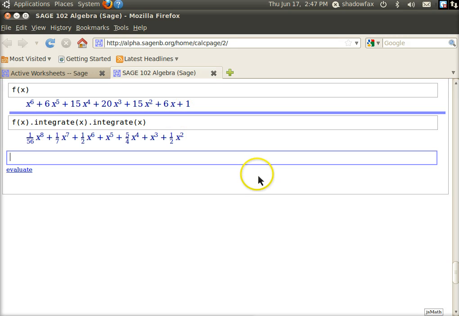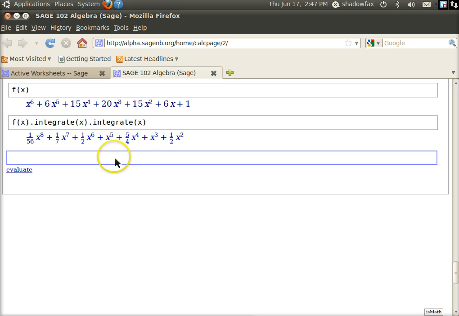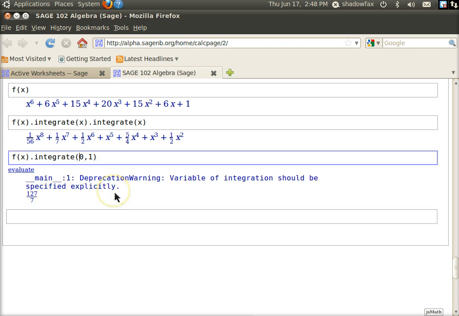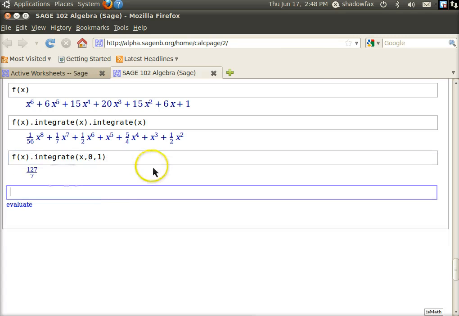Perfect. If you want to do a definite integral, a numerical integral, you could say f of x dot integrate from, I don't know, 0 to 1. What did I do? I did something stupid. Variable of integration should be specified explicitly. Really? Is that so? Okay, with respect to x, I guess. There you go. Okay. If you want the numerical version of that, that's fine.